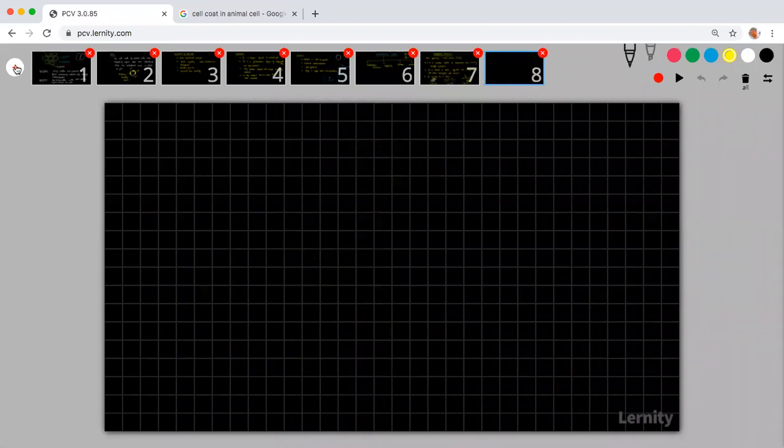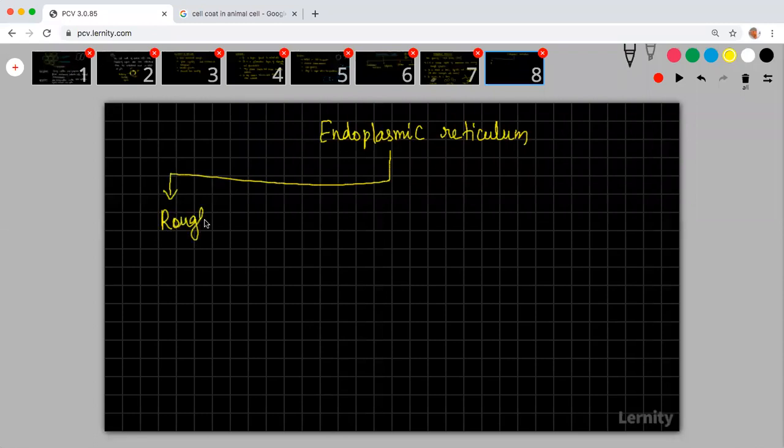Moving on further, there are two types of endoplasmic reticulum. One is what we call the rough endoplasmic reticulum, and the other one is the smooth endoplasmic reticulum.